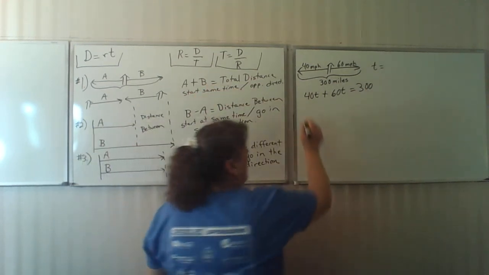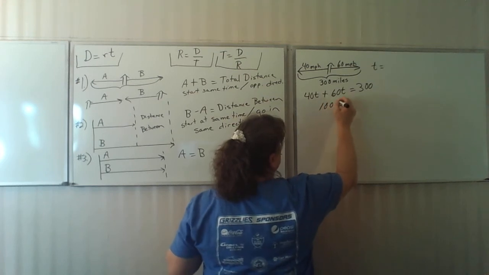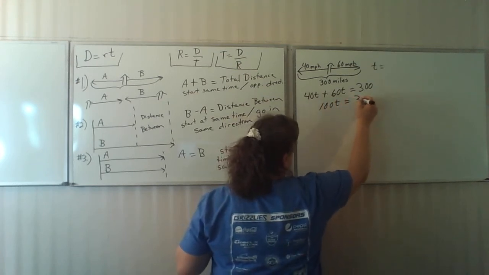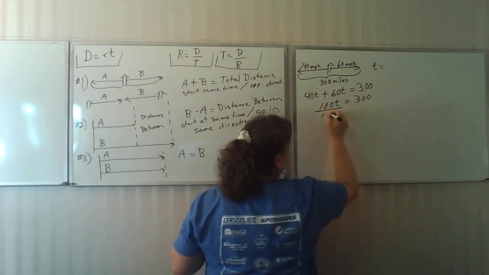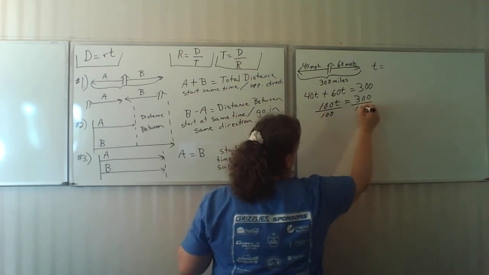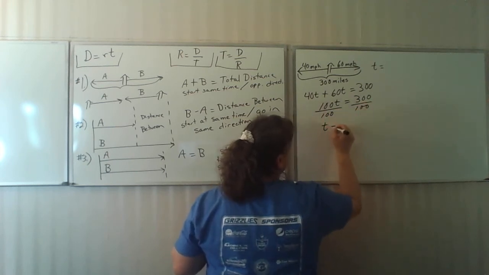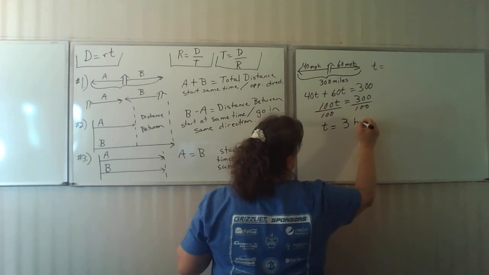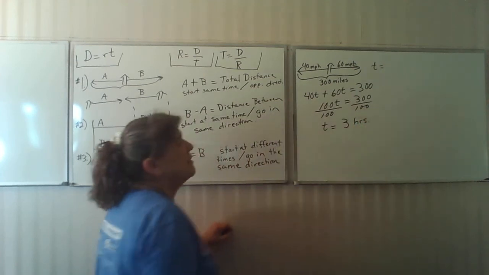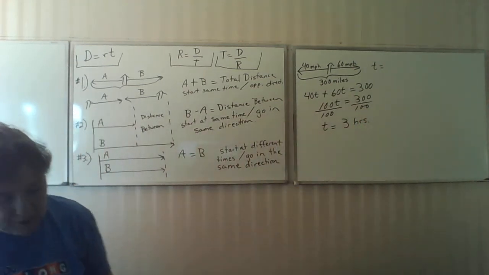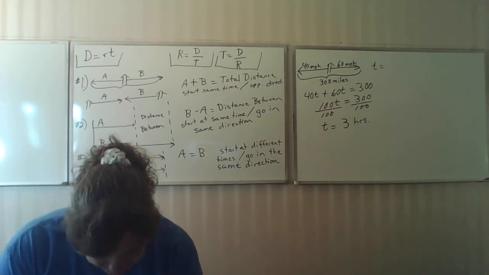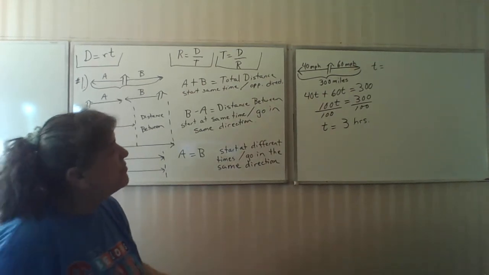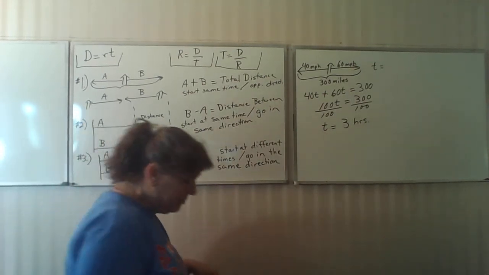Now, add these two: 100 times t is equal to 300, divide by 100, and I get t is equal to 3 hours. So it's going to take them 3 hours to get 300 miles apart. We could do this another way. We could do it by trial and error.